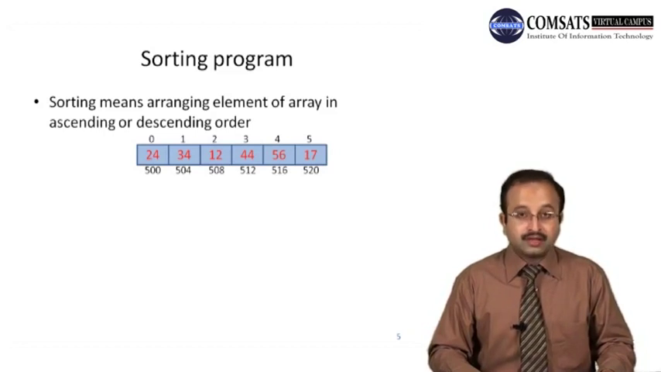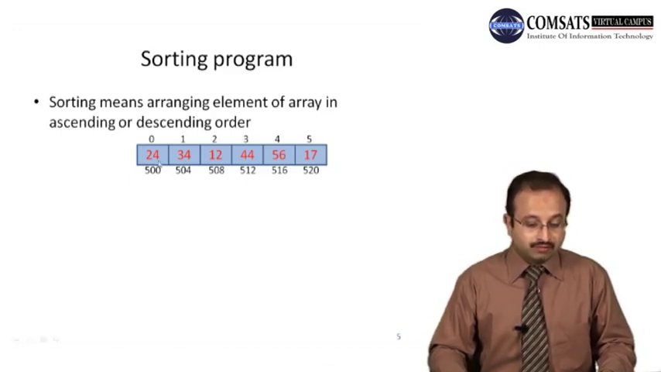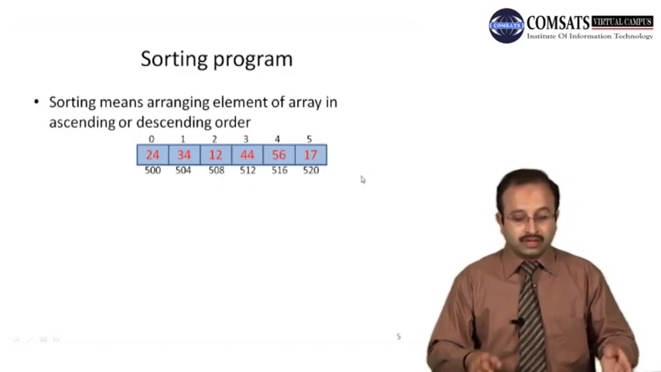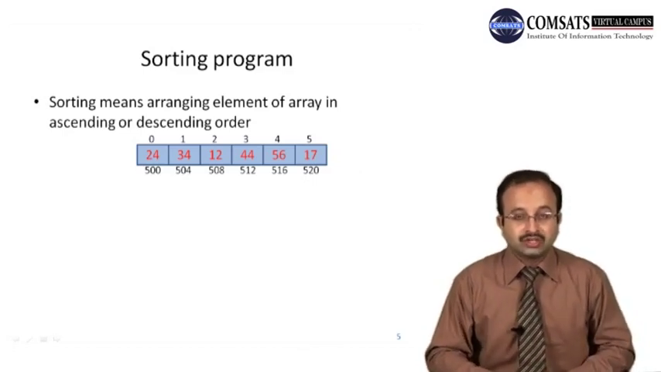This array contains 6 elements, so the size of the array is 6 and its index starts from 0 to 5. These are the values written in red: 24, 34, 12, 44, 56 and 17, and below are the addresses: 500, 504, 508, 12, 16 and 24. So the type of the array is most probably integer.